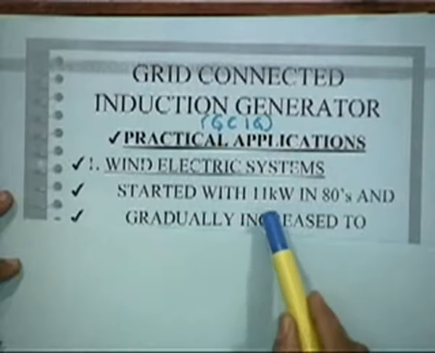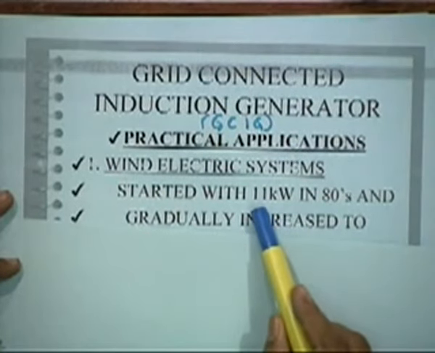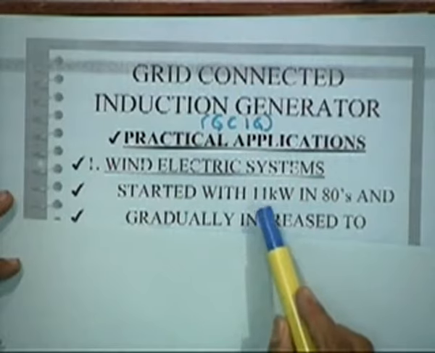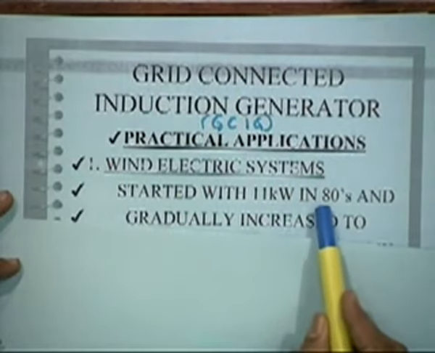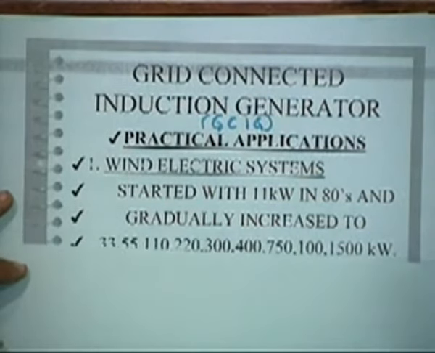So it has to be converted into electrical power and fed to the grid. Whatever you are feeding to the grid will go on changing with the wind speed. Now initially it was started with a small unit. First in the 80s it was started with 11 kilowatt. That was the one which was first installed, and then gradually the power rating increased.